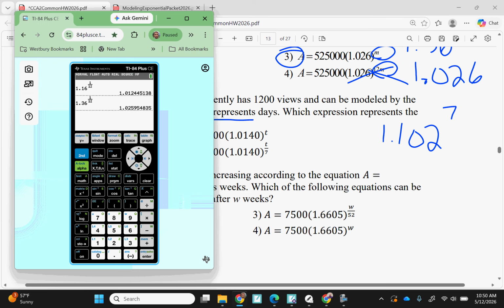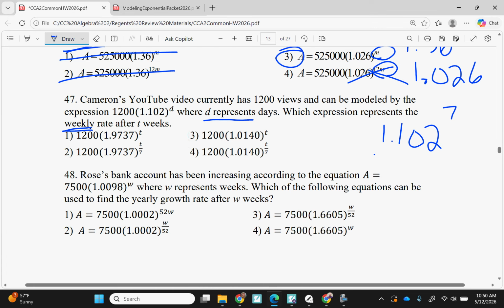So I do 1.102 to the power of 7. I get 1.9737. So I'm going to cross out all the ones that are not 1.9737. And now I'm going to read carefully for what the variable represents. T represents weeks. How many times per week do I get the weekly rate? Once. Choice 1 is my answer.